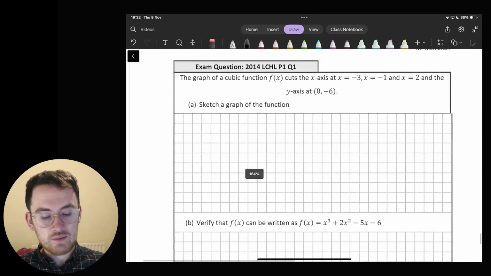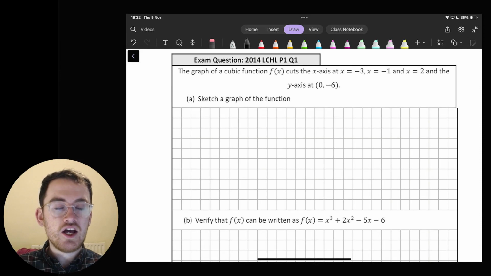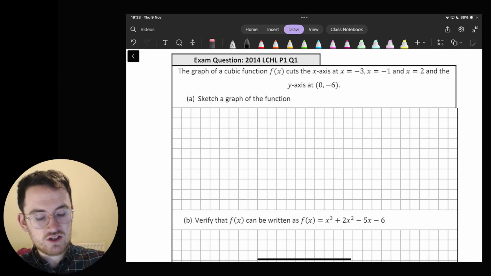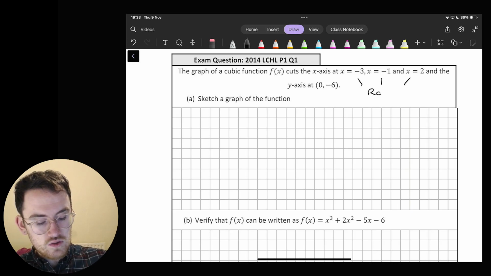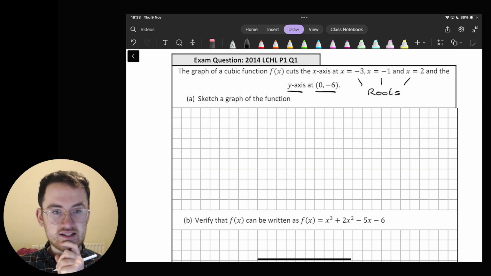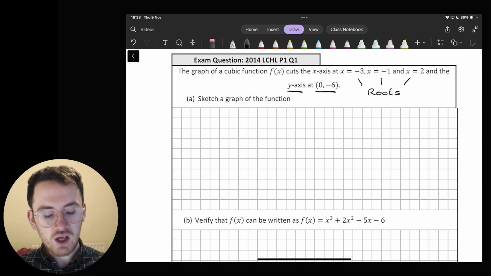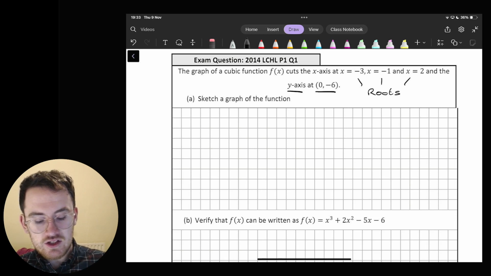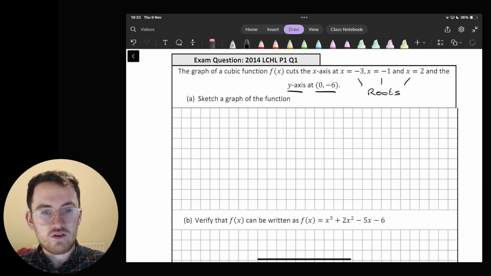Let's look at an exam question here. So from 2014, the graph of a cubic function cuts the x-axis at x equals -3, x equals -1, and x equals 2. So those are going to be my roots, and it cuts the y-axis at 0, -6. So taking all that information in with me, I need to sketch a graph of the function.